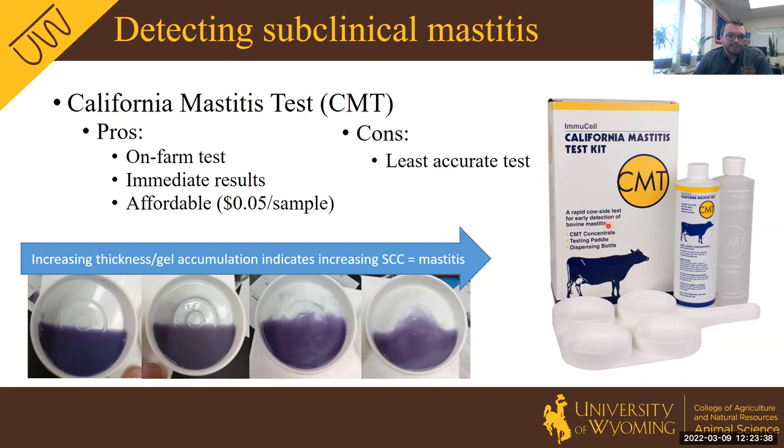And this entire test kit costs about $16. There's enough CMT reagent to dilute to perform 350 individual tests. So that comes out to a nickel per sample. So a very affordable, quick, on-farm test to detect subclinical mastitis. However, of these tools we discussed, this is the least accurate test because we are trying to use this kit to indicate increased somatic cell count, and increased somatic cell count indicates mastitis. So we're trying to indicate an indicator.